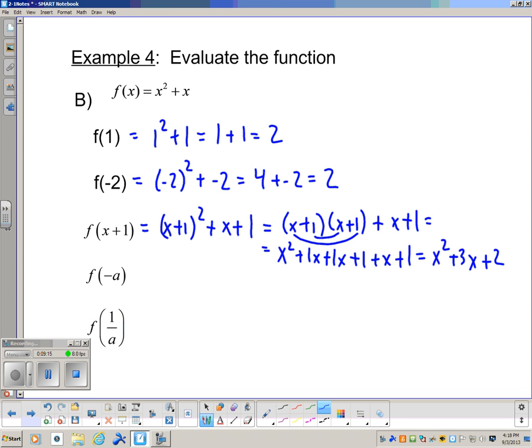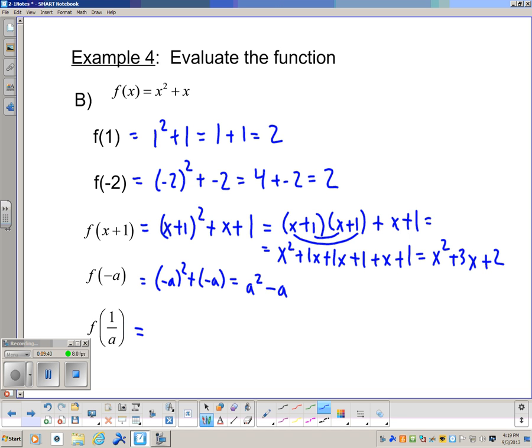And then I've got a -a, so let's plug that in. So I've got (-a) squared plus -a. So (-a) squared there is a squared. And then you just got a -a there. So if you take a -1 and you square it, you just get a positive. But then this is plus a -a, or you can just write down minus a. It's up to you how you want to do that.